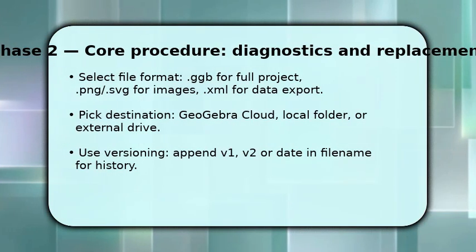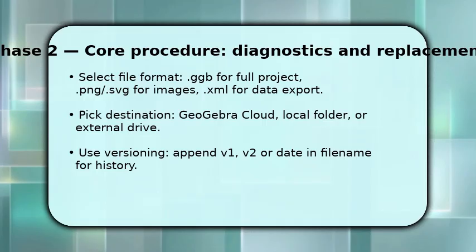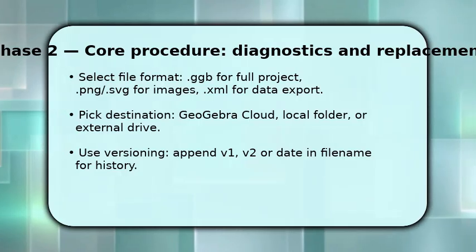Once the initial save is done, choose how you will store and share the file. If you need full editing later, pick the GGB format. For images or handouts, export PNG or SVG.